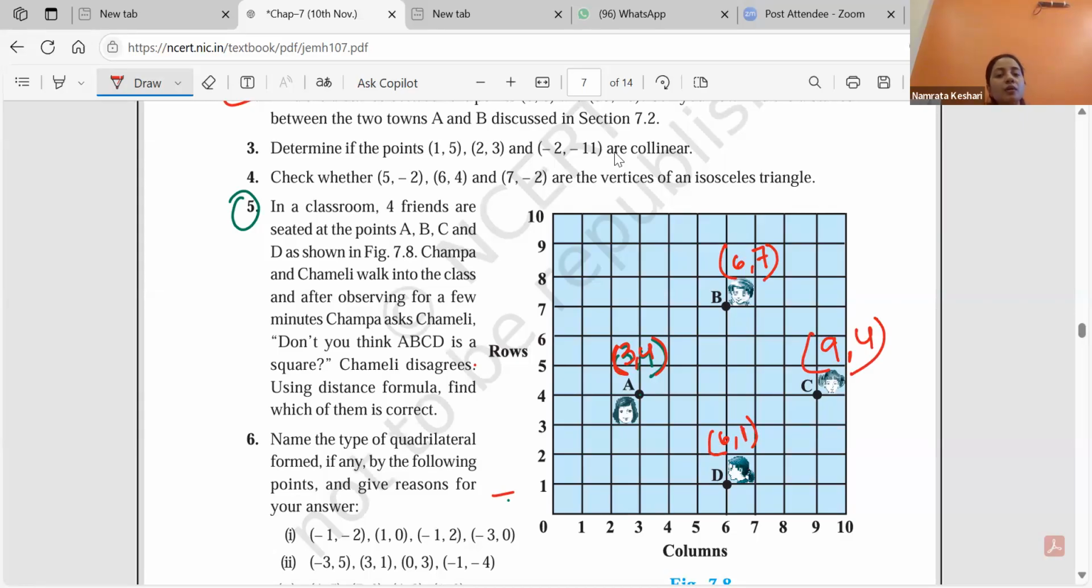You know the coordinates of A, B, C, D, all. You just have to check whether all the sides are of the same length or not. If all sides are of the same length, then we can agree that yes, it is a square. Making sense?